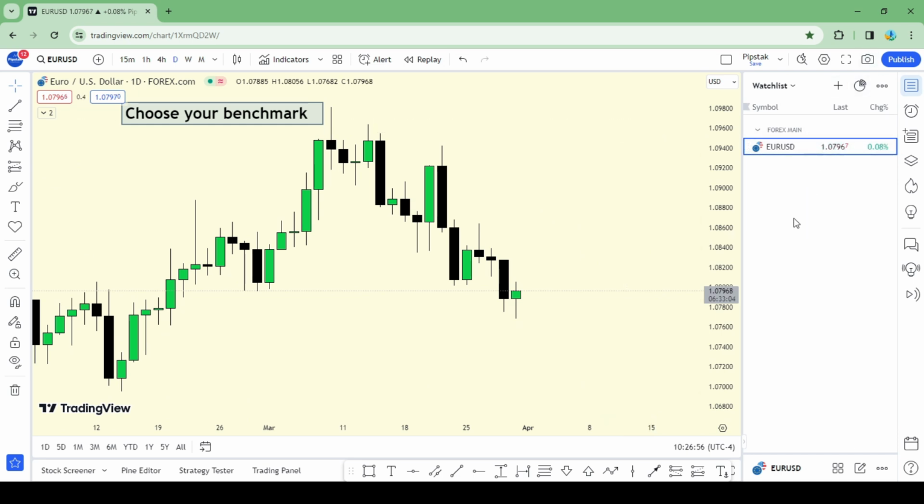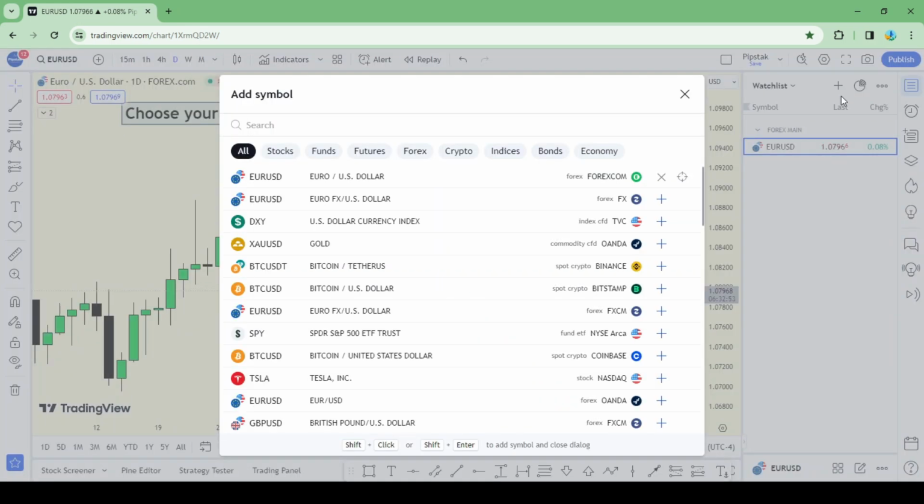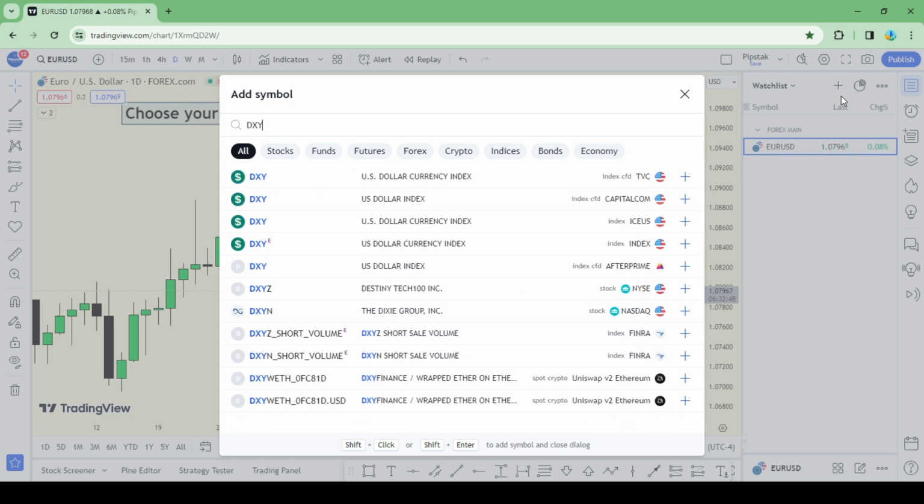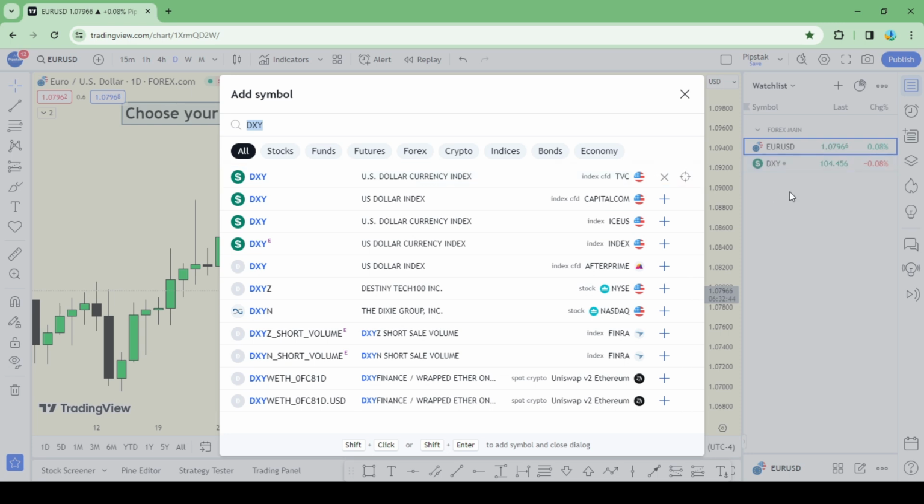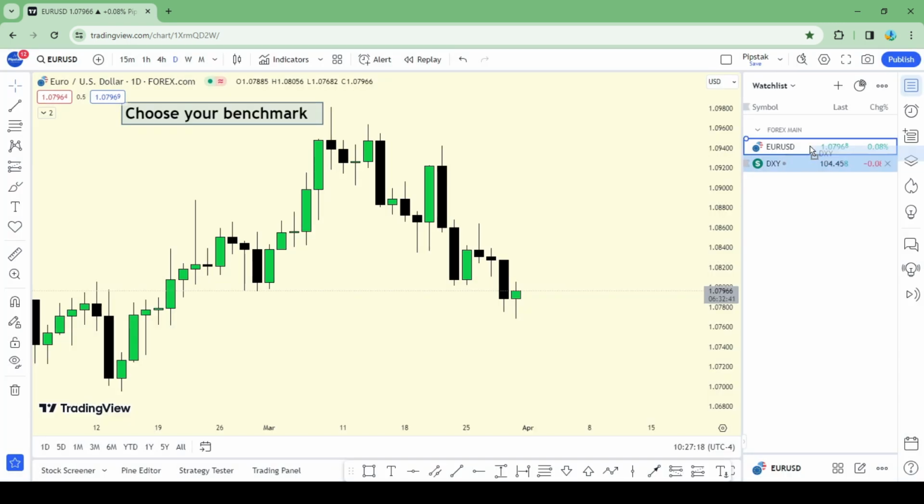So essentially, to add your benchmark, you want your benchmark as the second symbol in your watch list, and you'll just have two symbols in your watch list. The Euro USD is what you're trading, and the benchmark is just a measure of how you're going to be trading Euro USD. So I'll look for dollar index, which is now called DXY also, and I'll select maybe TVC as my data. So I'll put the benchmark as the first pair, and then we have the currency pair that we already chose as the second one.